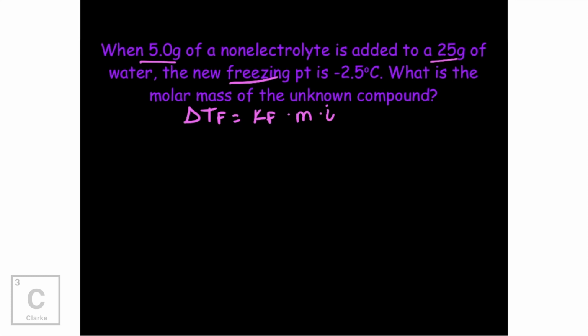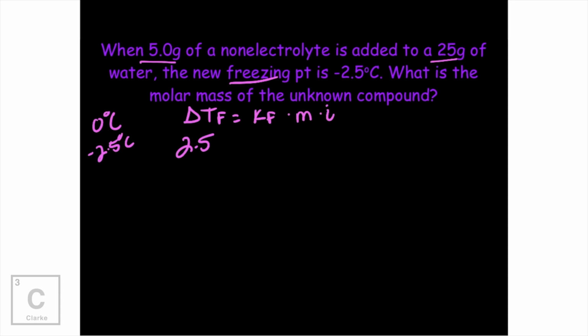And there's really no place to put a solute here. Now we do have the new freezing point is negative 2.5. That's the new freezing point. Well, remember the freezing point was originally at 0 degrees Celsius. So if the new freezing point is negative 2.5 Celsius, then that means the change in temperature is just 2.5 without the negative. That's the change.